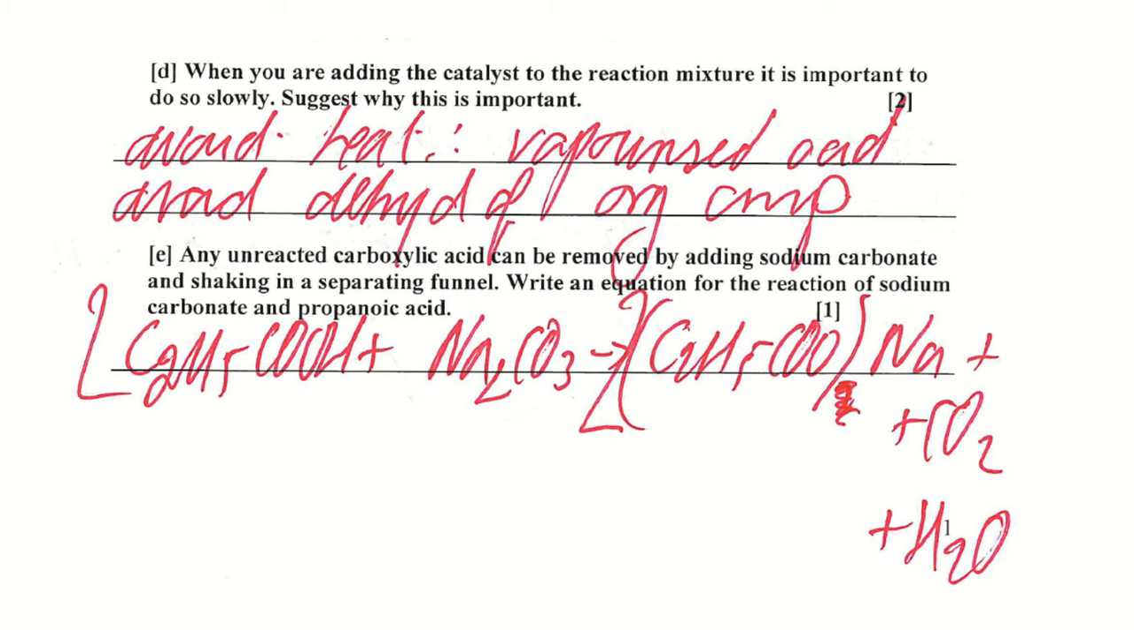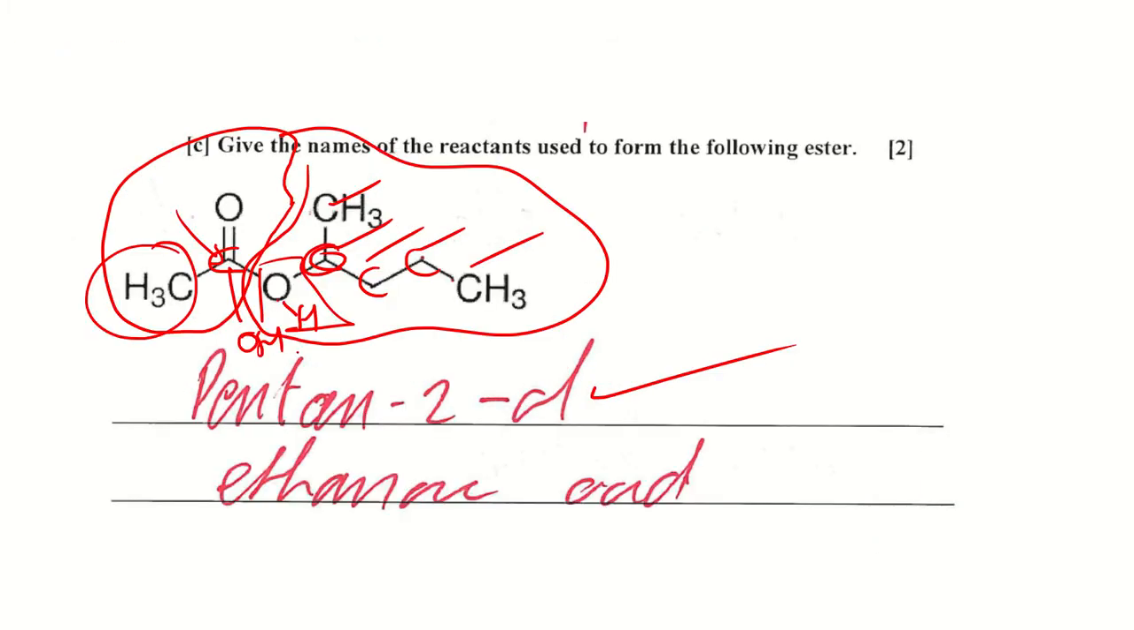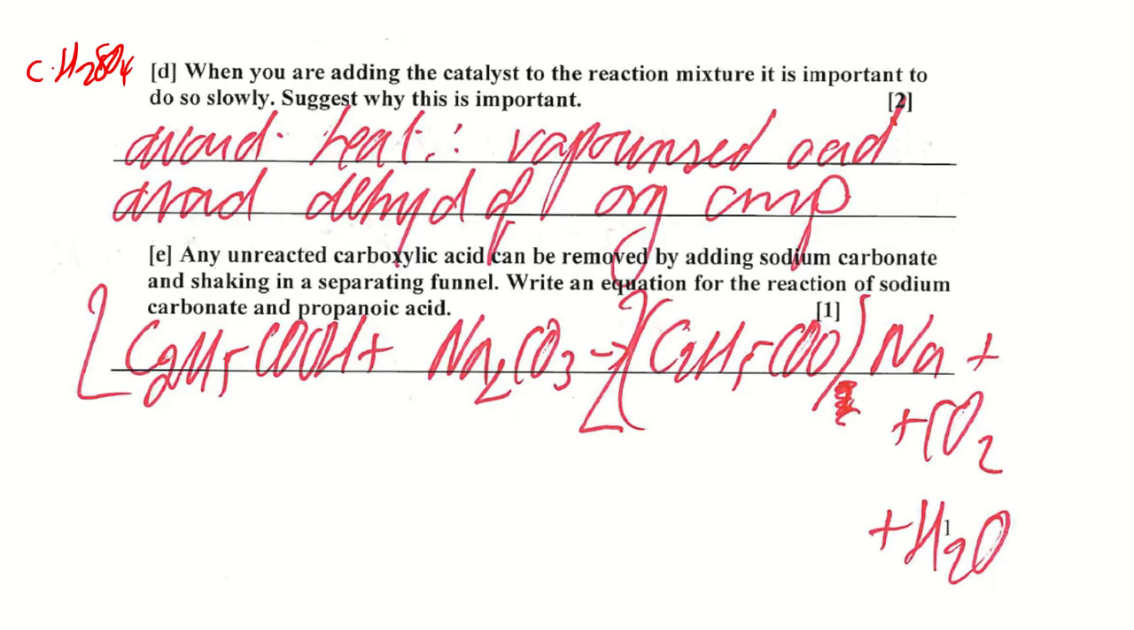When you're adding the catalyst to the reaction mixture, it's important to add it slowly. Remember, the catalyst is concentrated sulfuric acid in this reaction. You have to add it slowly to avoid too much heat being produced, which will vaporize the acid and vaporize anything that's in the flask, really. And secondly, hot concentrated sulfuric acid is a dehydrating agent, and it would dehydrate your organic compound.